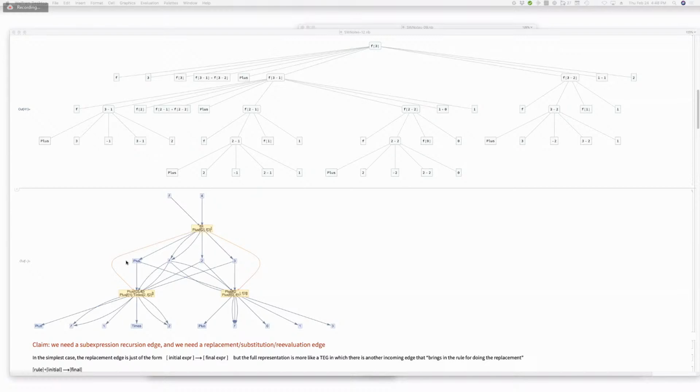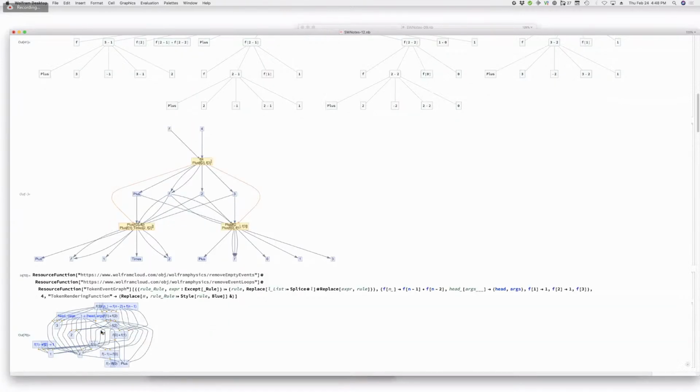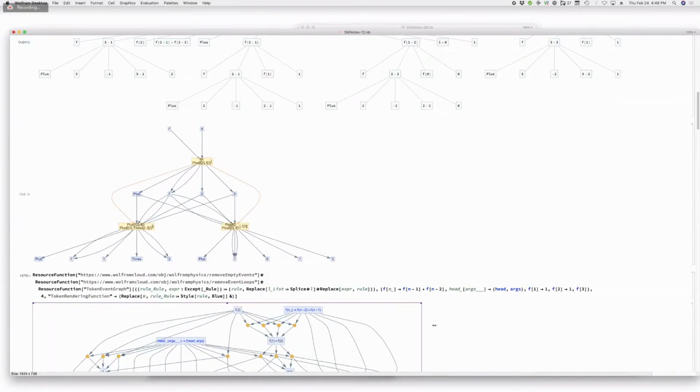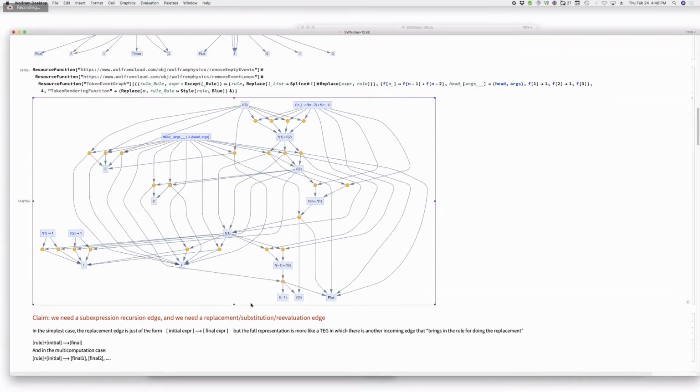Wait a minute. Nick has sent something through here. Should I run this? Yeah, that looks fun. My God, what the heck is this? Okay, f of 3 makes use of... why does it use that rule so many times? Well, it uses it at each step because it can.